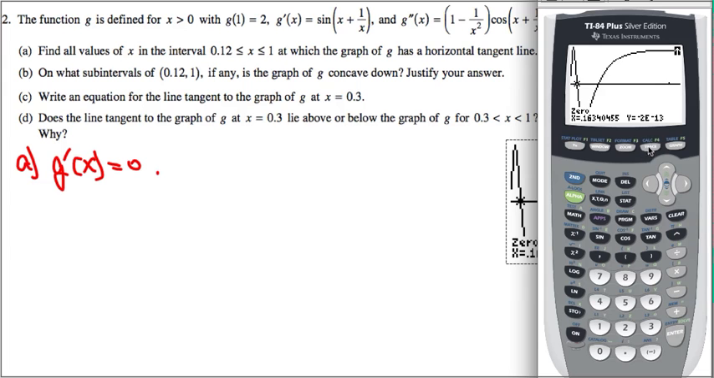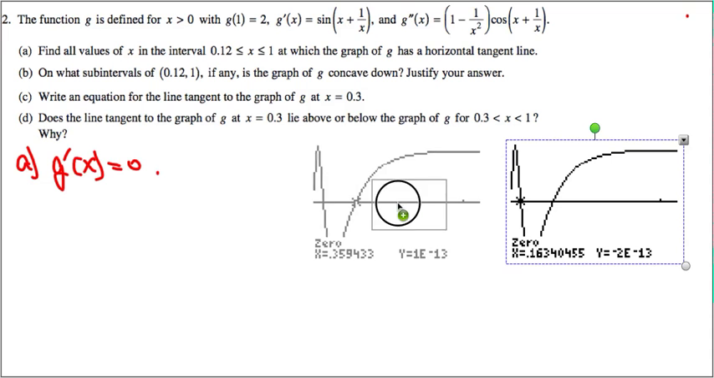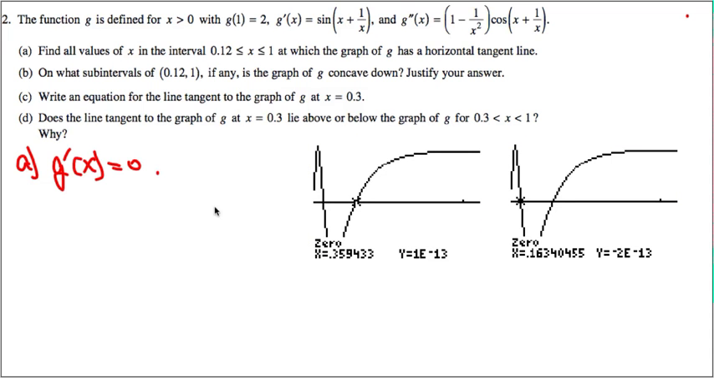Now, how about the second value? Second value, we're going to do zero once again. Left bound, I'm just going to call it this way, a little bit after. Right bound, obviously, I'm just going to go for 0.6. Then it should give us another value right over here. Then we realize the values will be x equal to 0.359 or 0.163. Those are the two values. Find all values of x. Okay.